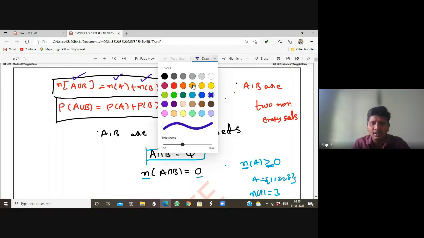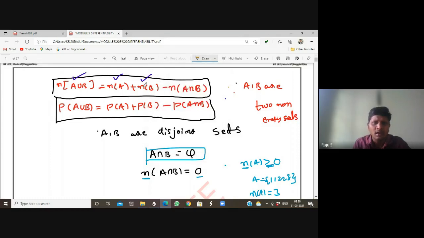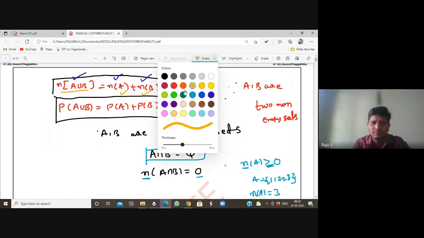Second one is they may give n of A, n of B, n of A intersection B. Right side all values they may give. They may ask n of A union B value. So n of A union B value. Okay.